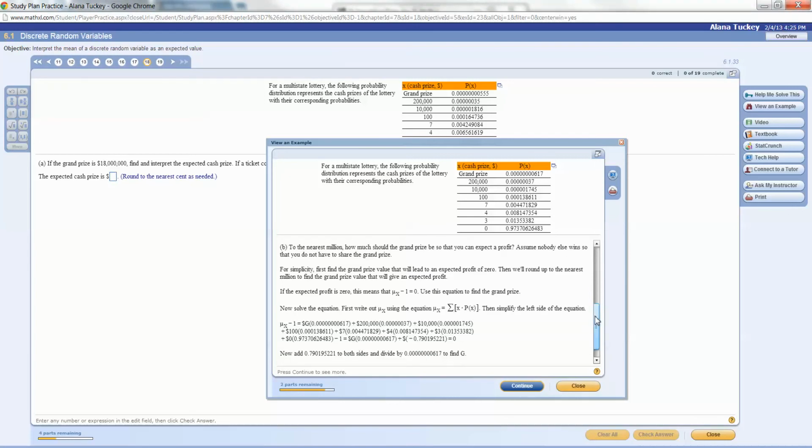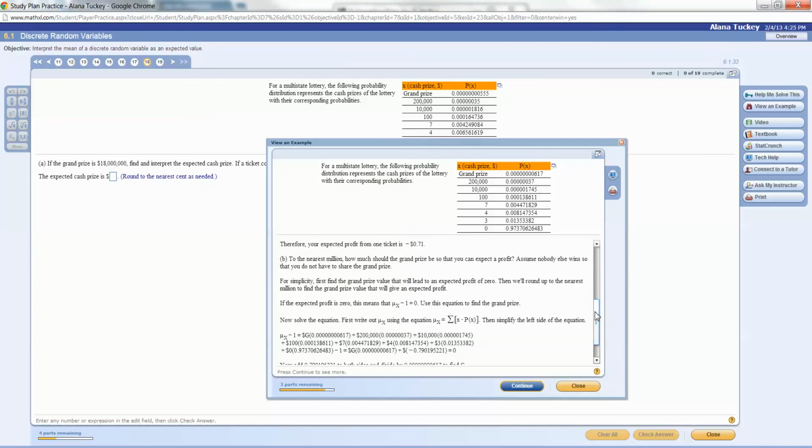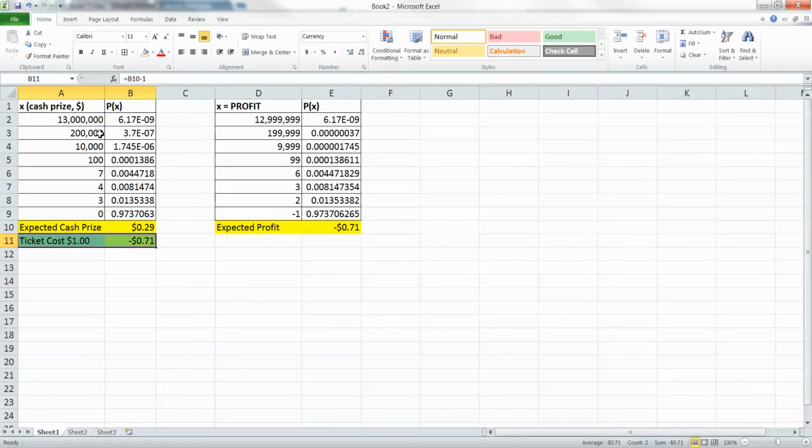Okay, for the next part, they want to the nearest million, how much should the grand prize be so that you can expect a profit? Assume nobody else wins so that you do not have to share the grand prize. Okay, so let me go back here for a second. So what they're saying is the rest of these, this 200,000 and all that, that's all set, right? None of that's going to change. But what can change is how much the big prize is. So what you can do is you can fiddle around with this.